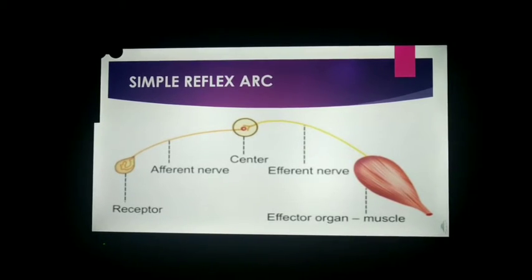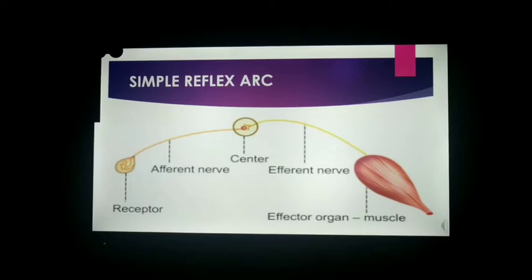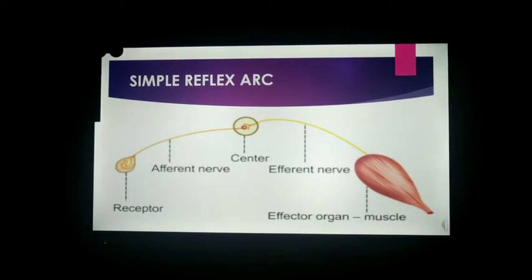And then the afferent nerve. Afferent nerves are those that carry impulses from the receptor to the center or the central nervous system. Then from the center, the efferent nerve exits. You always remember the mnemonic: E means exit. It exits the center and carries the nerve impulses or the message to the effector organ, that is the muscle, which will be contracting.